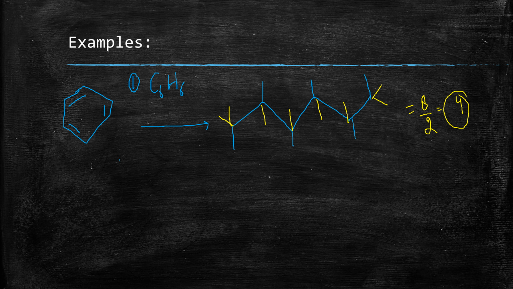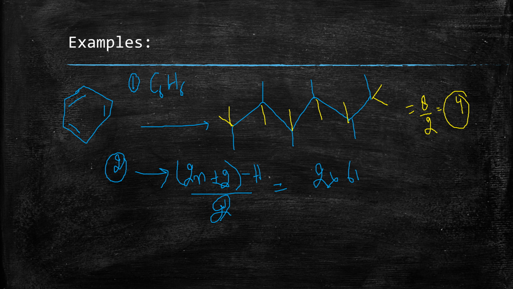Now let us use the second method. In the second method, we use the formula, that is 2n plus 2, from which should be subtracted H, the number of hydrogen atoms, divided by 2. What we get is 2 into 6 plus 2, minus H, which is minus 6. 2 sixes are 12, plus 2 is 14, 14 minus 6, which is 8, divided by 2, which is equal to 4. Fine, the results are matching.